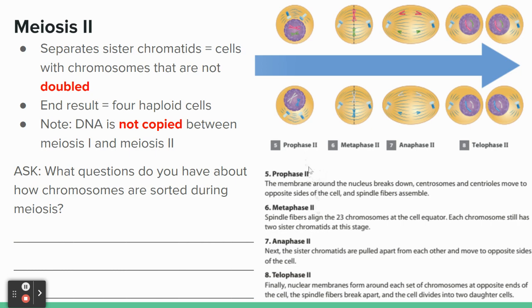We got prophase 2, where the membrane breaks down, centrosomes move to the opposite sides, and so on. The spindle fibers align the 23 chromosomes at the cell equator. They go straight down. Each chromosome has 2 sister chromatids at this time, okay? So remember, the sister chromatids are identical to each other. So they line up, and then the sister chromatids are pulled apart. So now there is 1 copy of each chromosome, not 2, in each of the cells, okay? And they move to either side, and then we create 4 cells, all right?